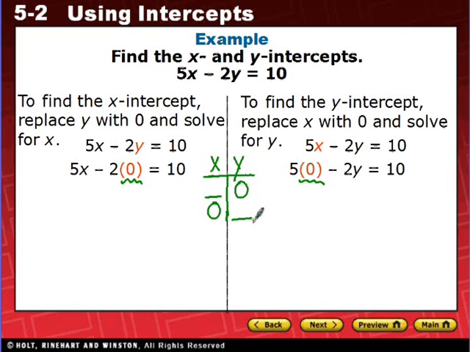So I've already got that written in. 5x minus 2y equals 10. Yes, you really have to solve the equation twice. So we plug in 0, and that means this disappears, and we get 5x equals 10. So x equals 2, which means the x-intercept is at 2, comma, 0.